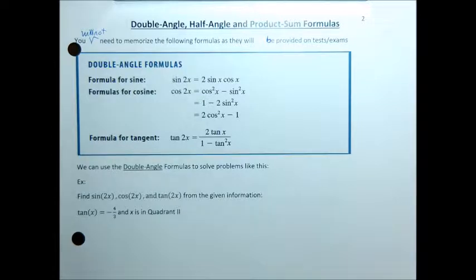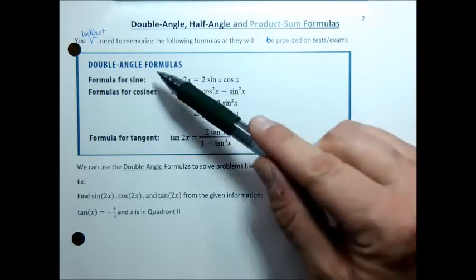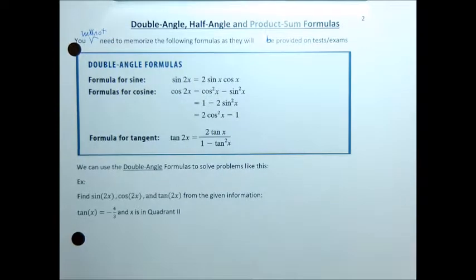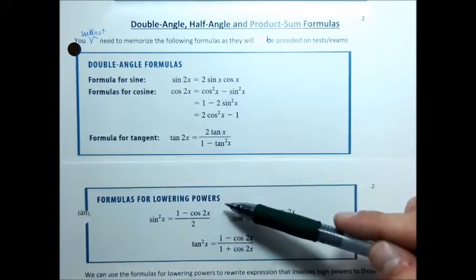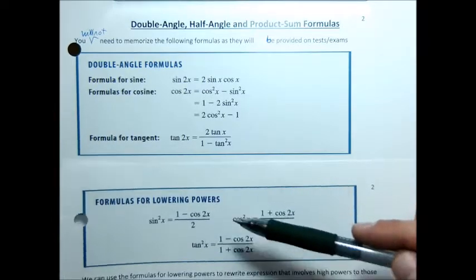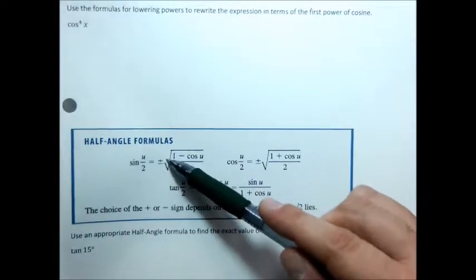So similar to last time, these formulas can be used to either evaluate trig functions at strange degrees, or we can use these formulas to help prove identities. And to be perfectly frank with you, the double angle formulas, and the first one on the next page, the lowering power formulas, are less useful than the addition or subtraction and the half angle formulas.